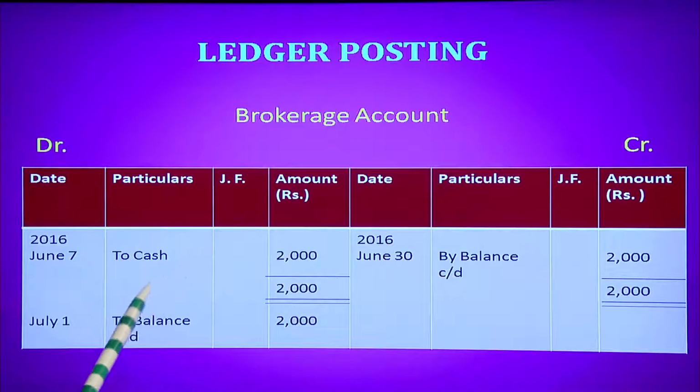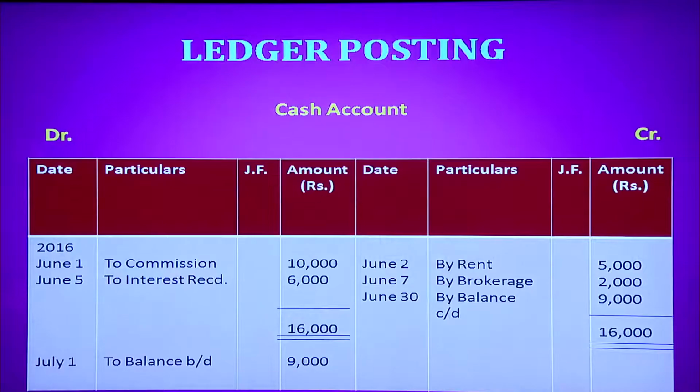So, brokerage account debited to cash account. So, again to cash account 2,000 rupees, and then we prepare the cash account by debiting and crediting all the journal entries that we have posted in the journal. So, on the debit side, to commission, to interest received. So, these are the cash that we received in the form of commission and interest. So, we have given a debit in the cash account. Similarly, these were the amounts that we have paid. So, by rent 5,000 rupees and by brokerage 2,000 rupees.